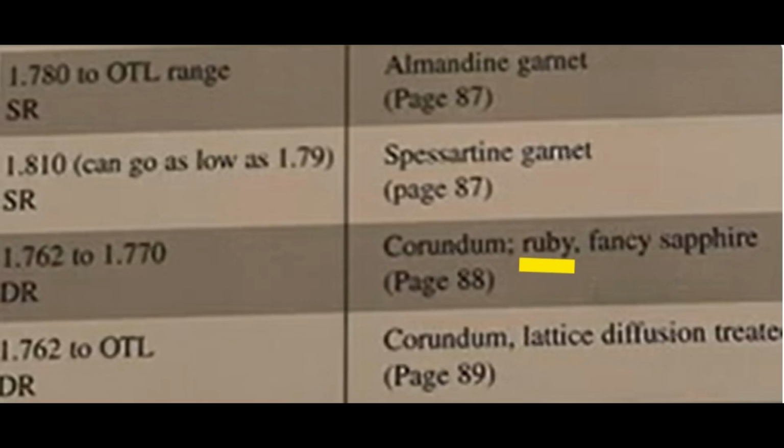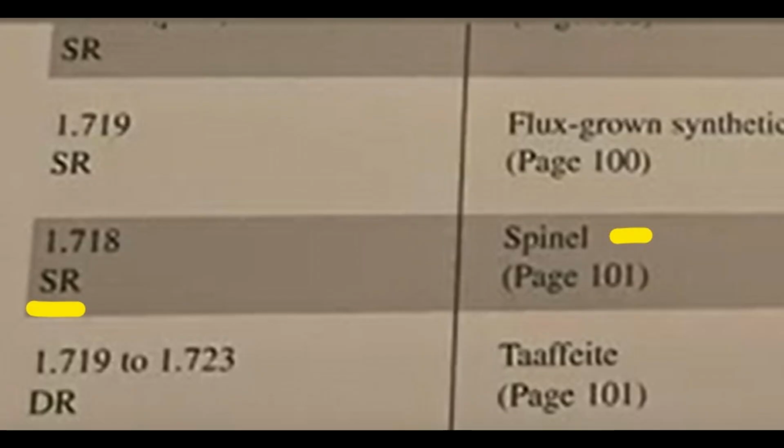So I'll be using my GIA manual. We take our readings, and it turns out that ruby corundum is 1.762 to 1.770, and when we compare that to spinel, which is 1.718, no range, they don't overlap at all. You could actually stop there, but we won't.